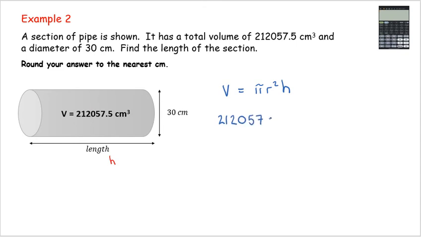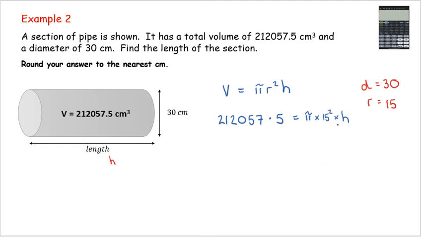212,057.5. And that is equal to pi times the radius. Now the radius in this case, remember, the radius is only half the width of the cylinder. So in this case, our diameter is 30, therefore our radius must be half of that, so 15. Okay, so pi times 15 squared times h.